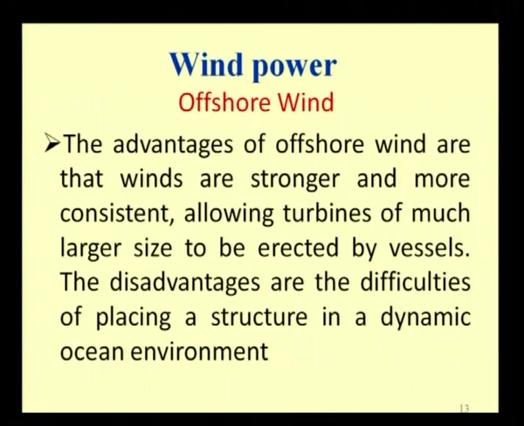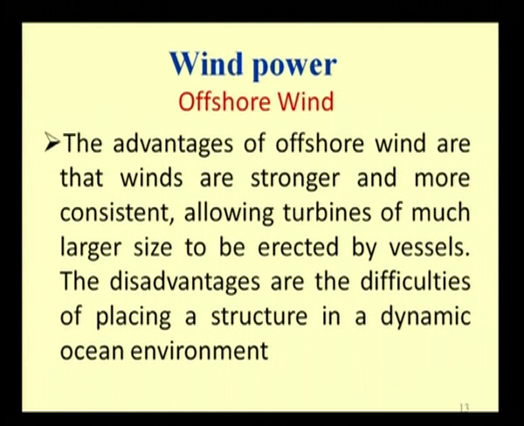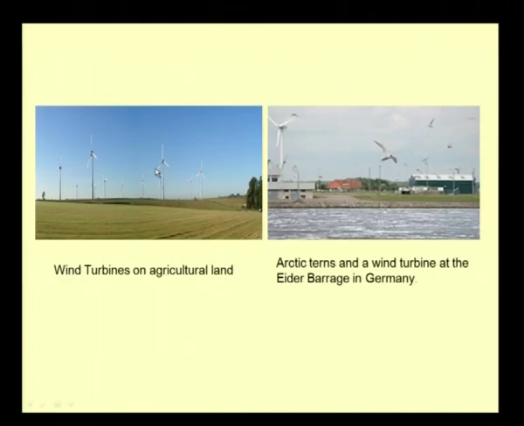And the advantages of offshore wind: the winds are very strong and more consistent, allowing turbines of much larger size to be erected by vessels. The disadvantage is the difficulty of placing a structure in a dynamic ocean environment. That is the only problem, because the ocean is constantly producing waves, and in that, how to erect the structures is the only problem. But the advantages are much larger than the disadvantage, and therefore offshore wind production is much better than onshore production. See, now look at the diagram.